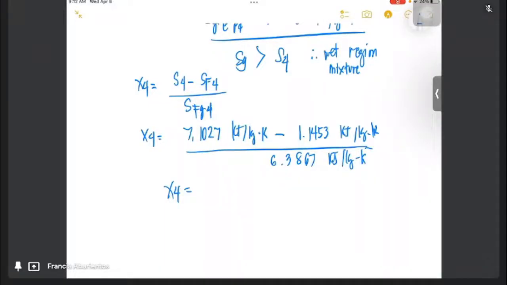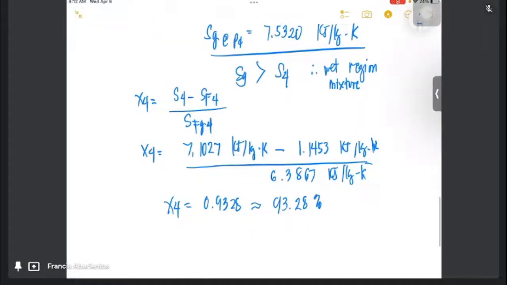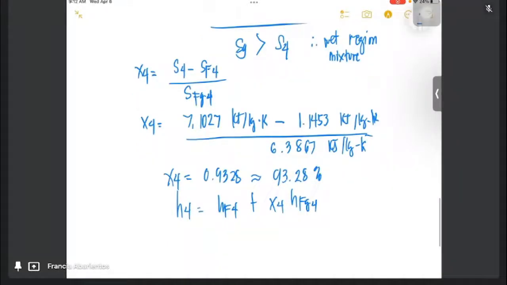So we have now approximately 93.28. So we have 93.28%. Ano yung hanapin natin? We have now the S4. So kukunin natin si H4. Paano magkuha? Plus the quality. Yan. So what is now your H4?